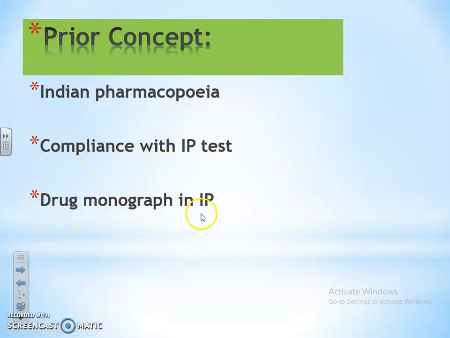Next, the drug monograph in IP. The contents have been given as individual monographs. The IP contains the individual monographs of the drugs. Like in this case, we have to refer to the monograph given under aspirin or acetyl salicylic acid.